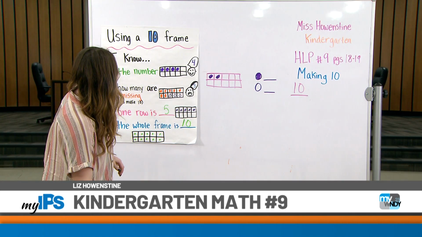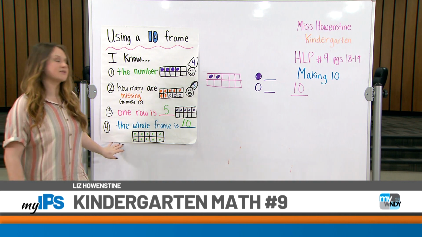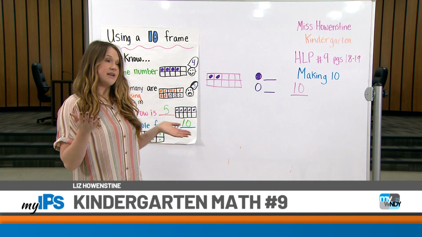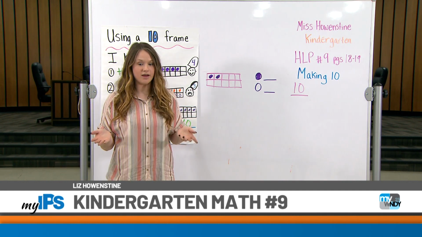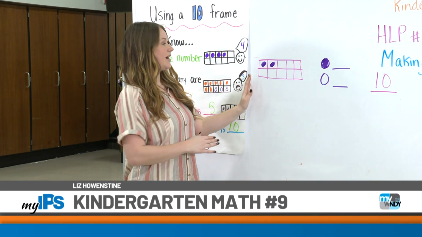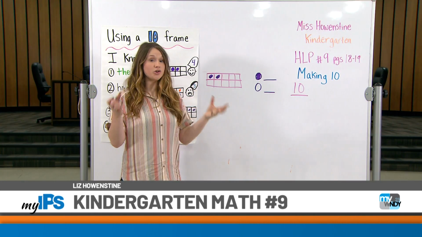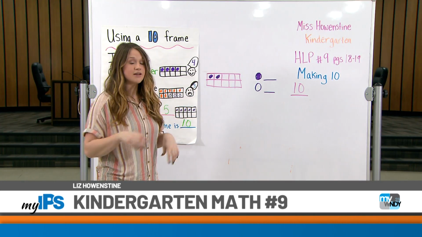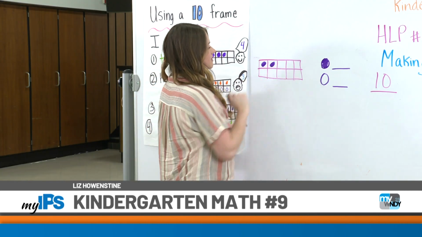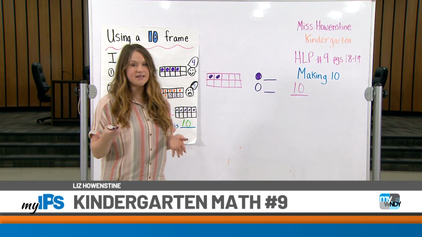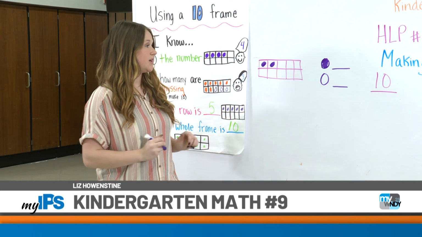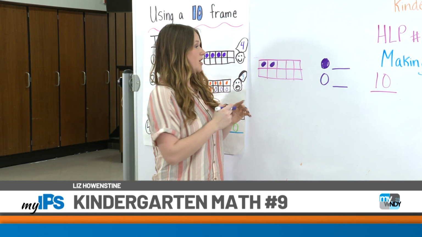Okay? So today we are going to be using what we know about 10 frames to help us in your packet on page 18 to make 10. There are different ways, so let's go ahead and try to do that. I'm going to give you an example. On the left side of your packet, you're going to have a 10 frame with some circles in it that are colored in. So we want to figure out how many of the open circles are missing. Remember, just like when we made 6 and 7, your colored in circles are going to be your top number.